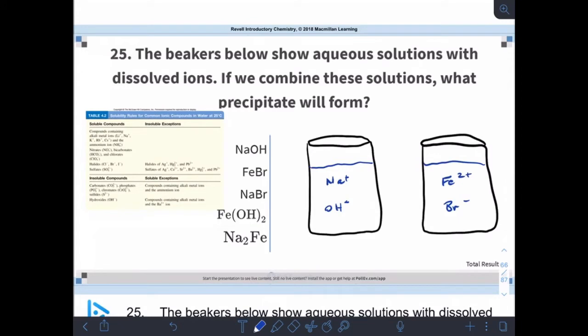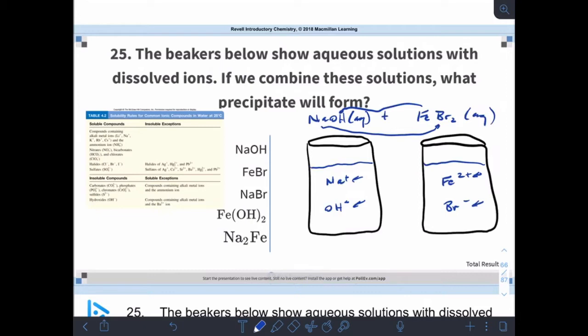Okay, so the beakers below show a pair of aqueous solutions with dissolved ions. If we combine these solutions, what precipitate will form? We can think about this as some sodium hydroxide, aqueous, plus some iron bromide, aqueous. And we know it's aqueous because we have dissolved ions, right? So two aqueous things, if we put them together, we'll get a double displacement. The sodium is going to go with the bromine, and the iron is going to go with the hydroxide.